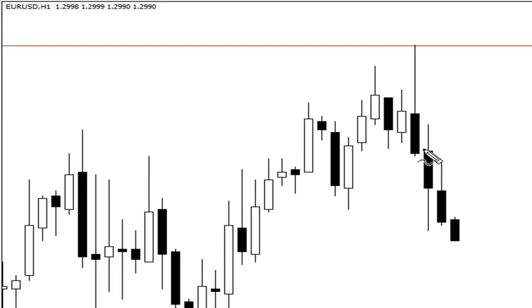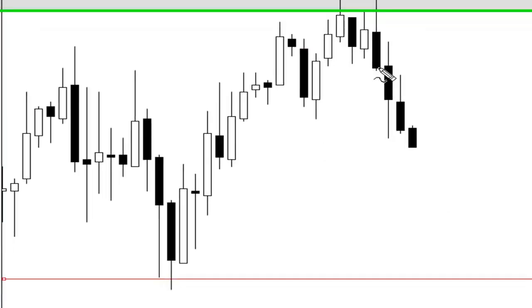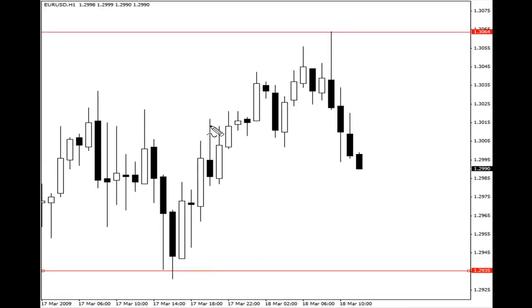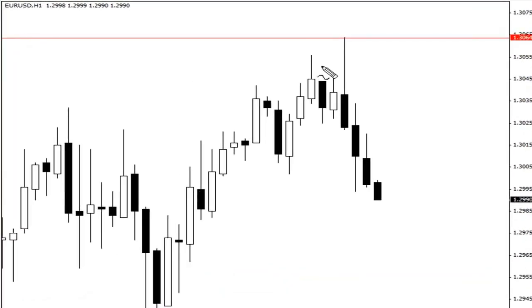What I do when I see this setup form at a valid resistance point, I'm looking for the market to then follow through to lower levels and retest the most relevant horizontal level. Now we've got 129.35 down here. This is the recent low. That's the simplest way to look at an hourly chart when we've got this ranging market going on at the moment and the horizontal levels are being respected.